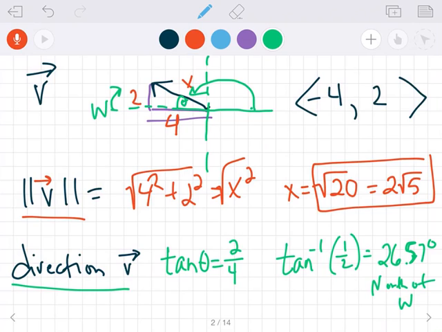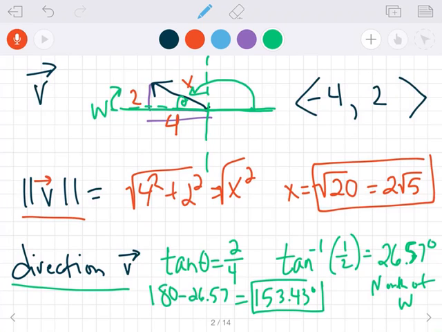But the more standard way of talking about this is just talking about it within the unit circle. And so we know if we were to go all the way back to the x-axis, it would be 180 degrees. So we just take 180 minus that angle. And then the resulting answer would be the direction, 153.43 degrees. So 2 possible answers when we talk about direction, and they're both talking about a vector that's heading from its anchor point this way.